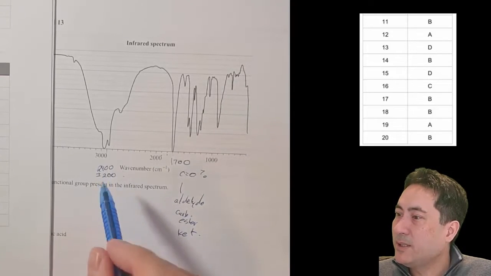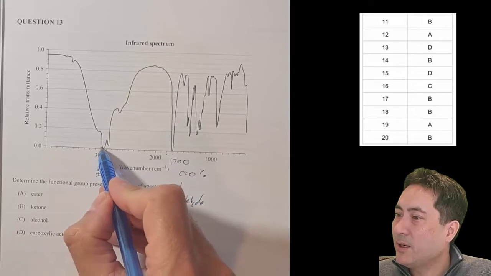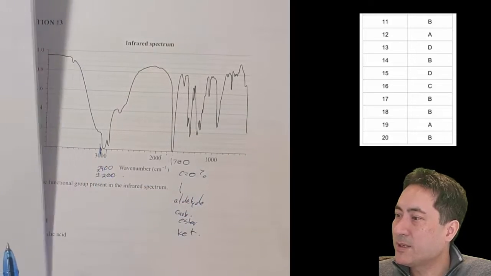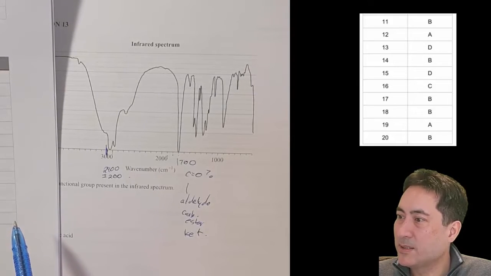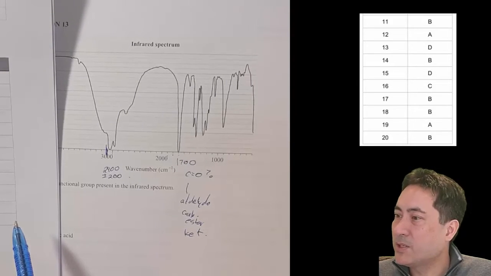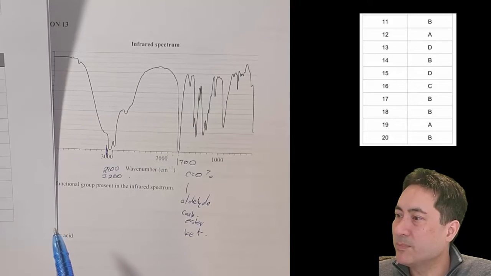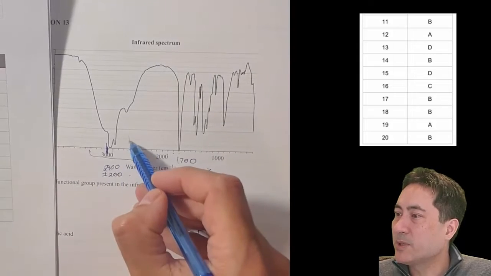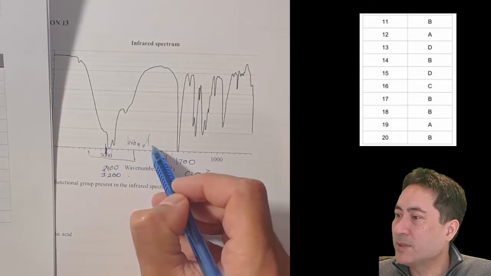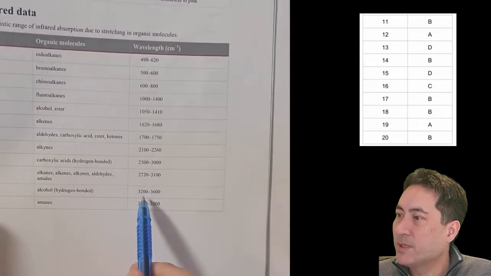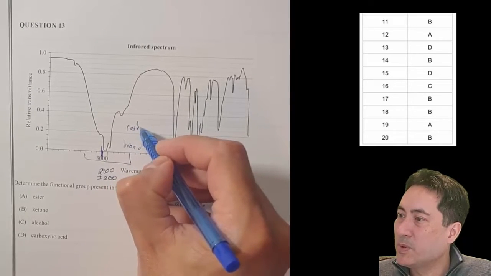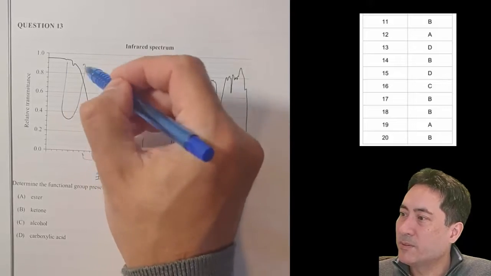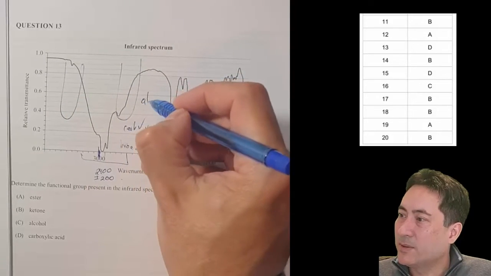Now, here, the OH: esters don't have an OH, so we can cancel out the ester. And the OH is to do with the carboxylic acid because it's overlapping. It's a big wide band. So I just draw in what you'd expect if you're going to see the alcohol one. It'd be above 3,200, because it's lower. So the 3,000, it'd be more of a separation, one for the alcohol. So it's not an alcohol.